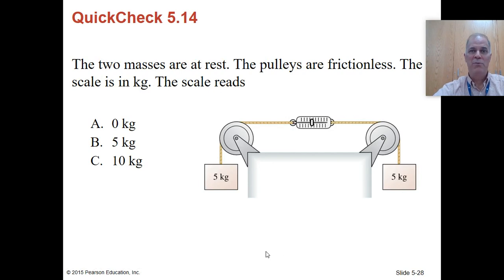This is the scale hanging over the table, so hopefully you'll get this one right. There it is, 5 kilograms, as promised. Next one.